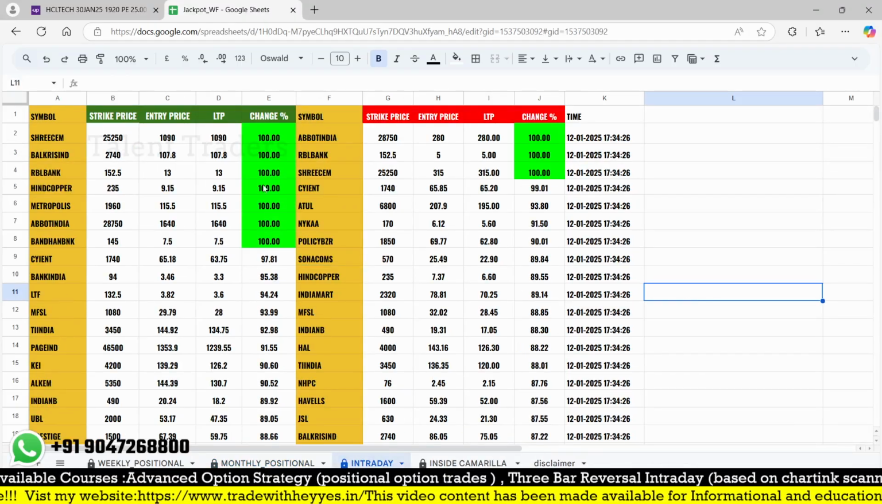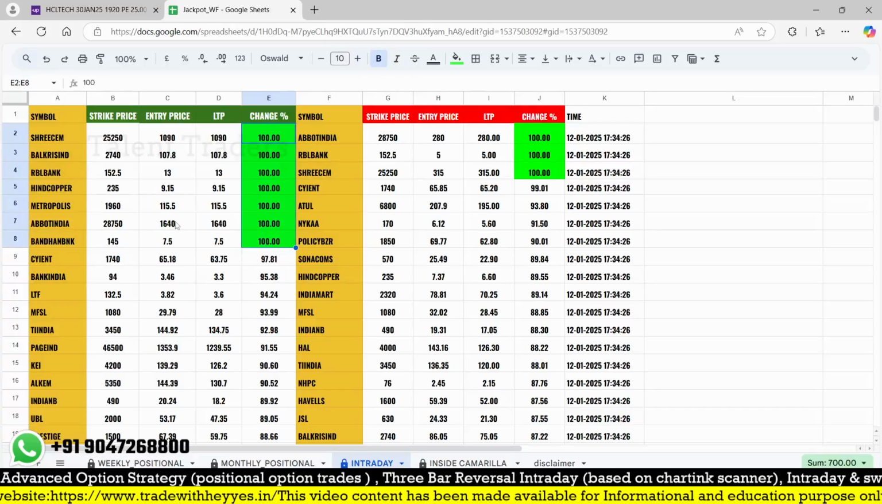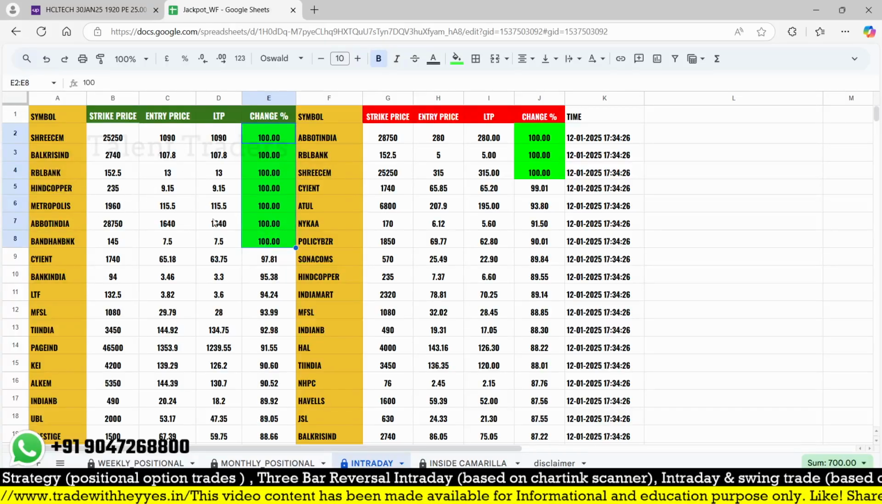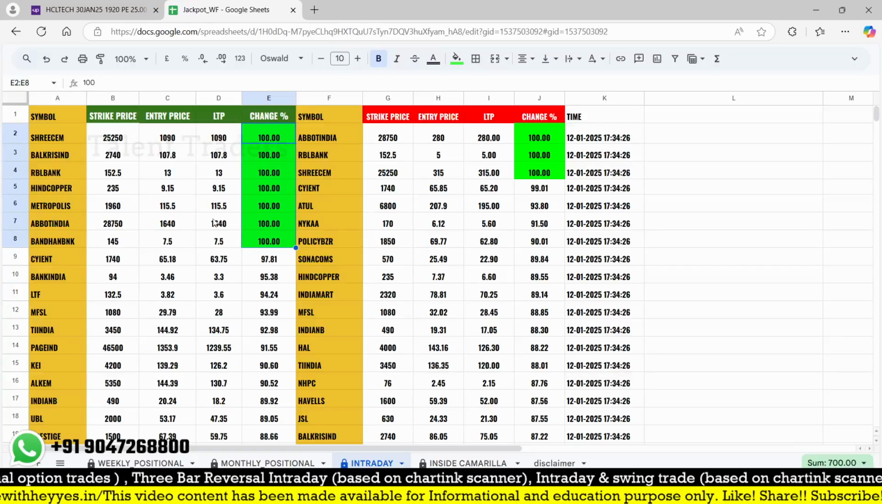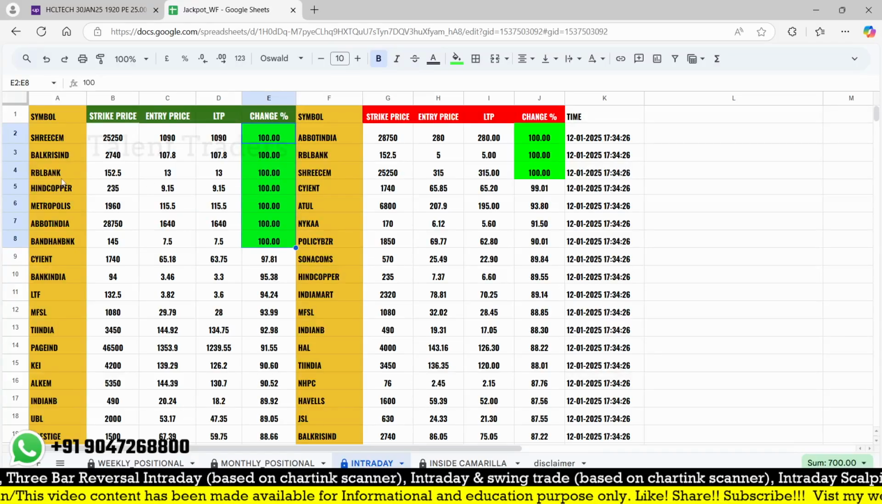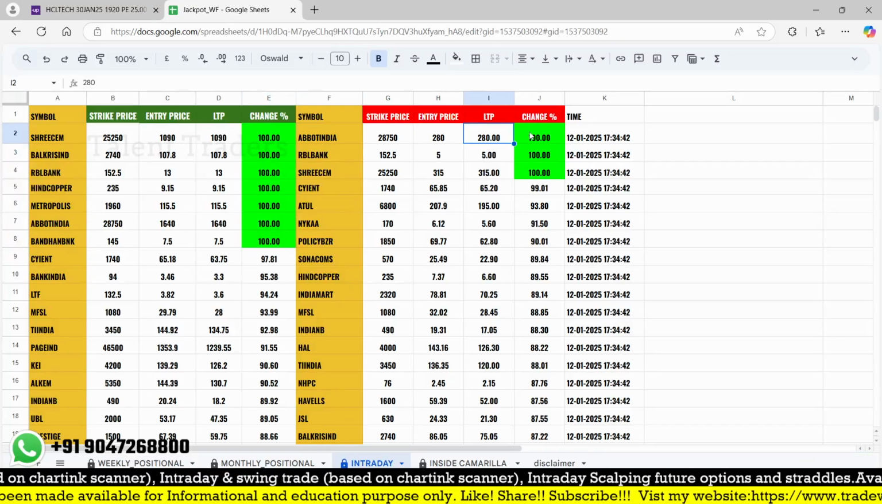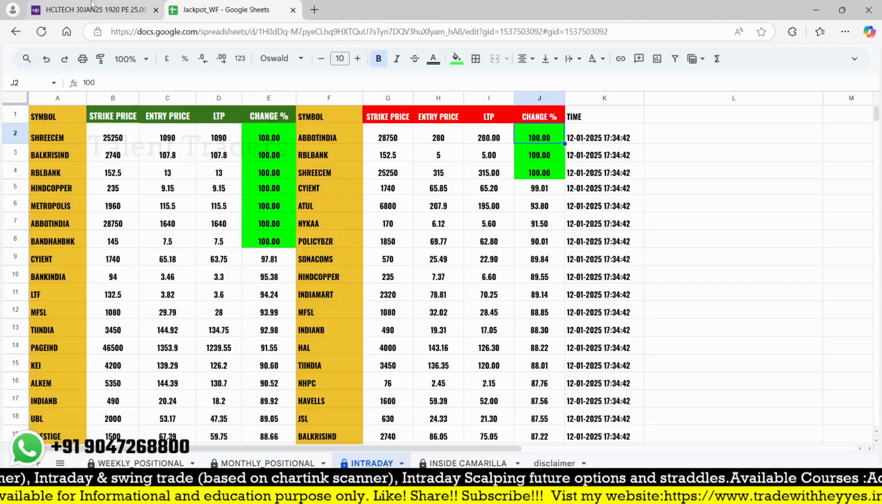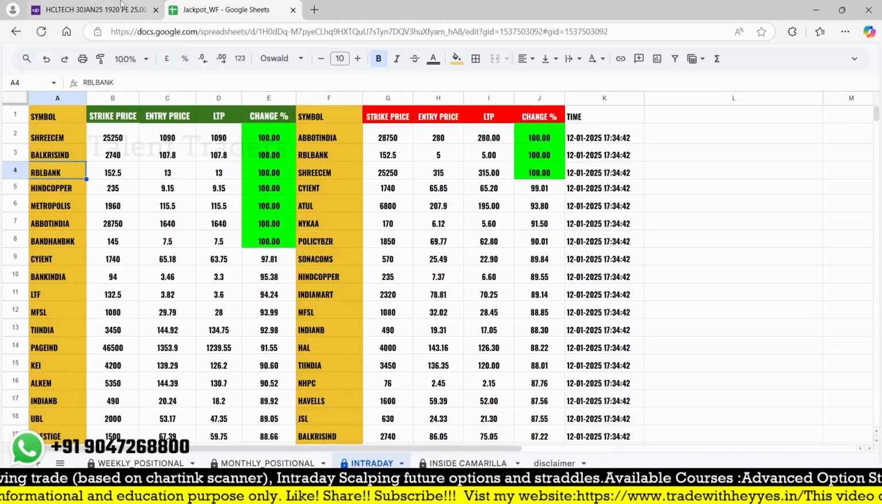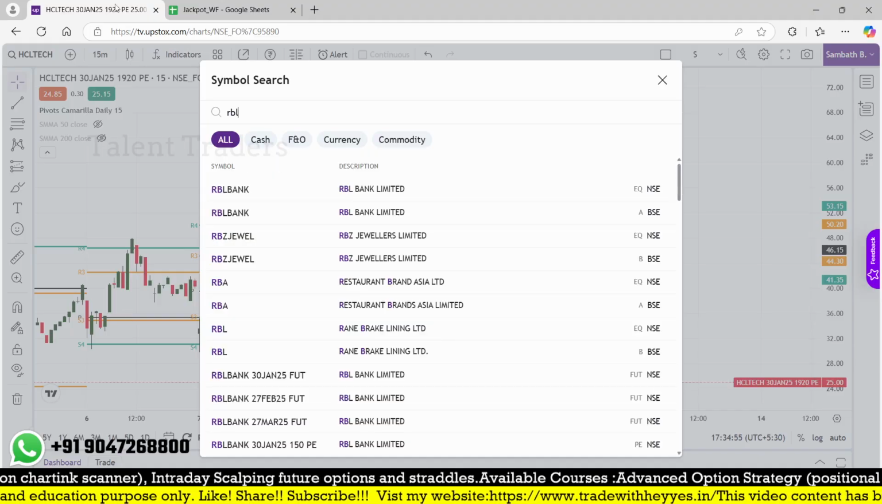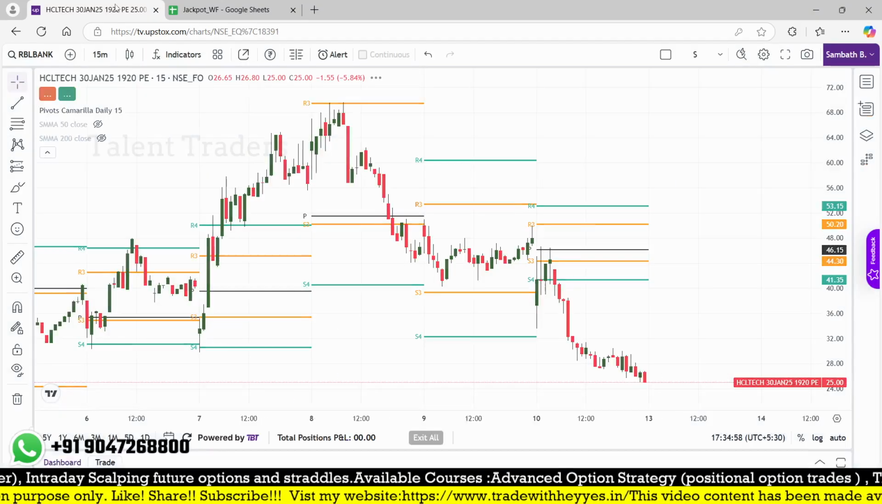Some of the strike prices show you before the breakout almost 100%. It means these are stocks that are not liquid, so simply ignore them. For example, the 28,750 strike is not a liquid one. If you are looking at RBL Bank, the strike price is 152.5. Let me look at how I am selecting the strike price for RBL Bank.